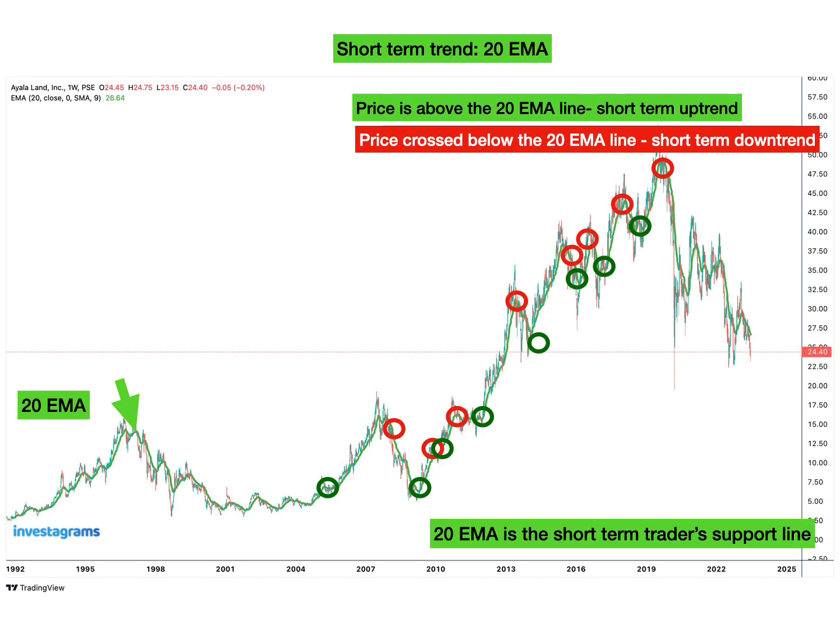The 20 EMA line represents the short-term trend. This is the short-term trader support line. This is the green line on this chart. So you can see there are even more entry and exit points using the 20 EMA line than the 50 or the 200 EMA line. So this is for a short-term trader. If price is above the 20 EMA line, the price is on a short-term uptrend. If it is below the 20 EMA line, it is on a short-term downtrend. So this is ideal for momentum traders and for short-term swing traders.